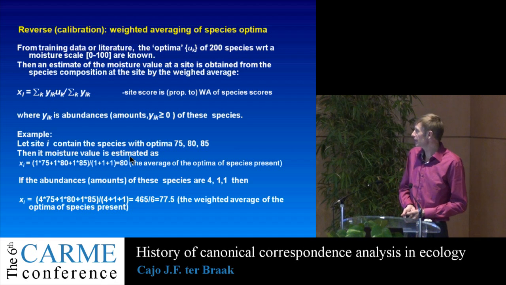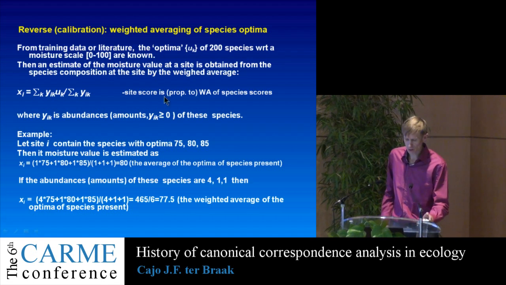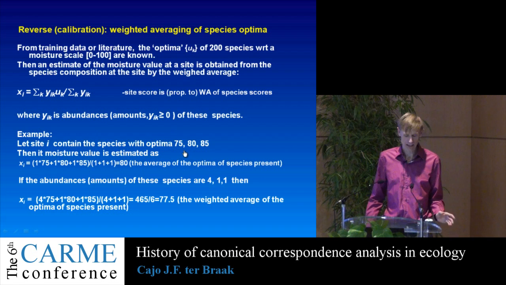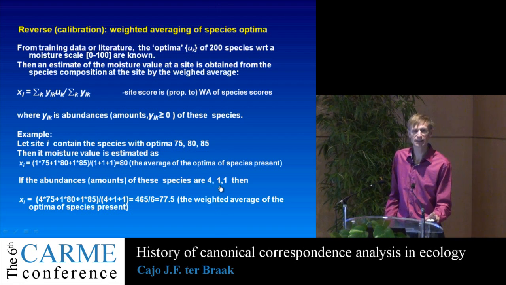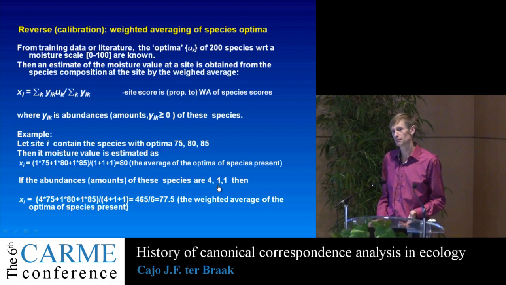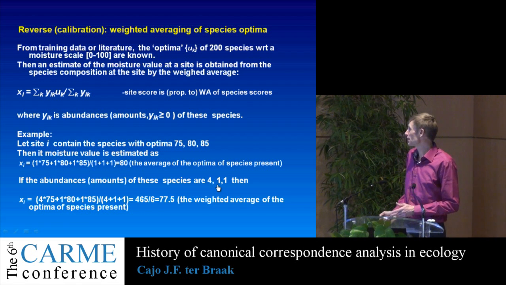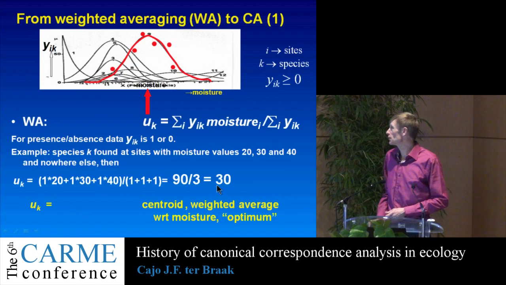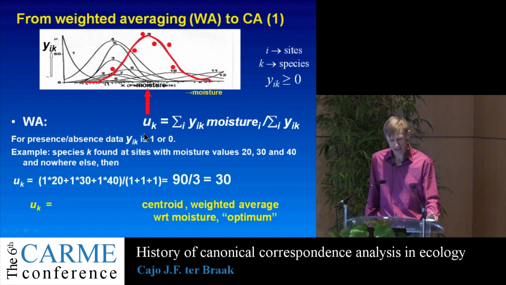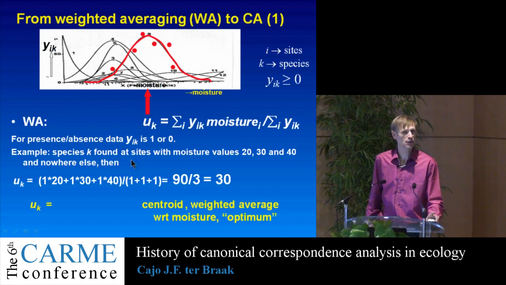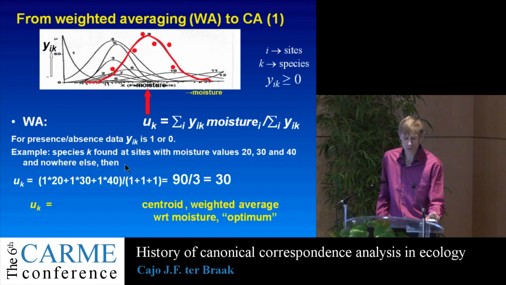So for example, let a particular site contain species which have these optima. Then we have just presence-absence. What is the weighted average? It's just 80. And if we have some amounts attached to it, then of course the weighted average will shift a little bit to the left. Really, we should do some exercises on it because it looks quite simple, but it is not so simple, because there are some things that we really need to understand. Namely, for example, that this optimum has the same physical dimension as the physical gradient. So if moisture has a particular physical dimension, then this optimum as well. It's expressed on the same scale, and that should hold always throughout your formulas.